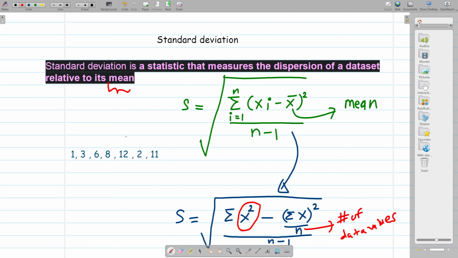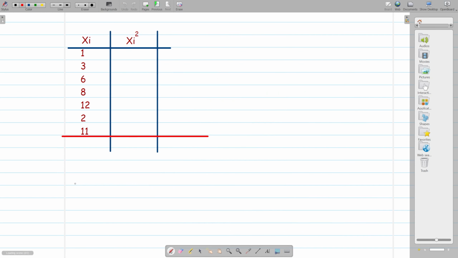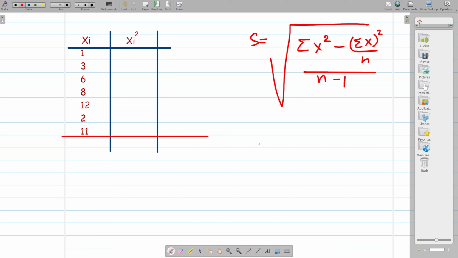Next, we are going to find the standard deviation for this data set using our second standard deviation formula. This is the table. Let me write down the derived equation again. So sigma x is this one. If you add all the x_i values together, the value is 43.